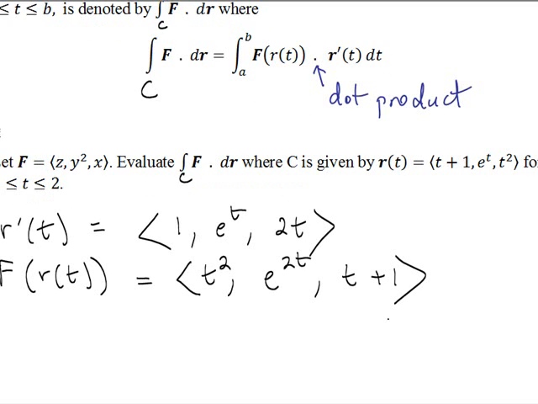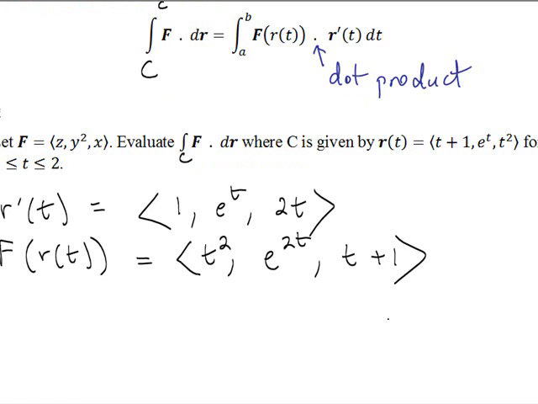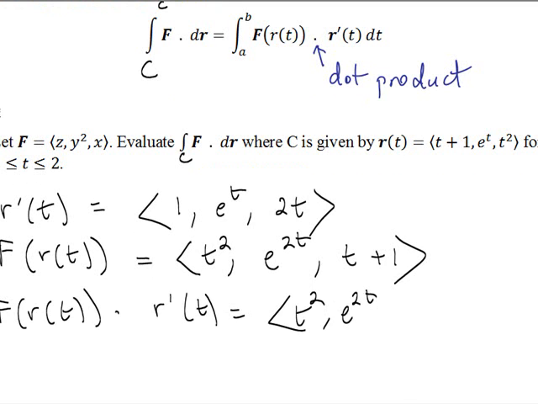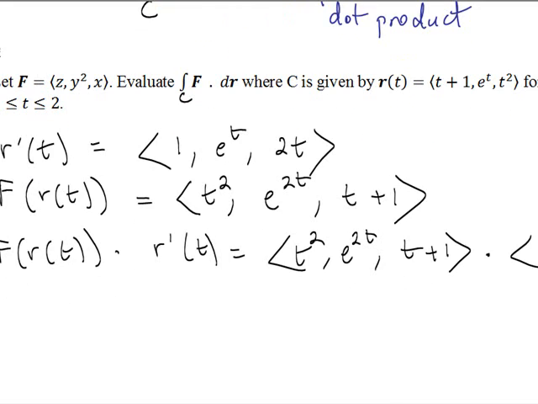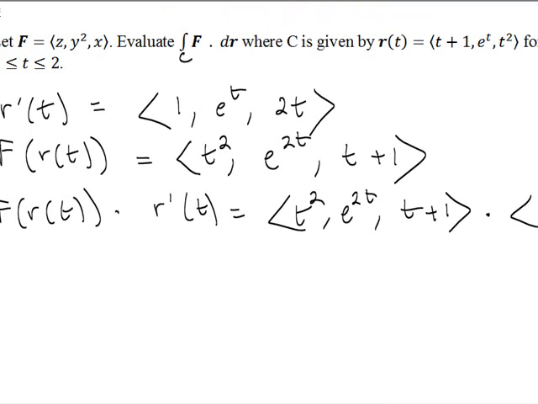When you have done that, find the dot product of these two. So f of r(t) dotted with r prime of t. You take those two vectors, and I'm writing down everything, dotted with 1, e to the t, 2t. Remember how to find the dot product: multiply the components and add them up.